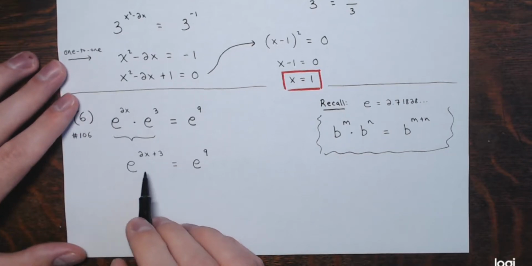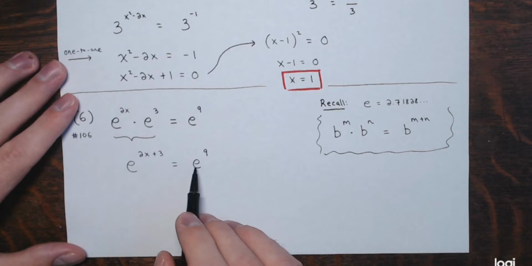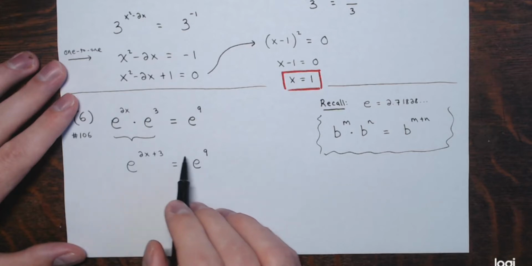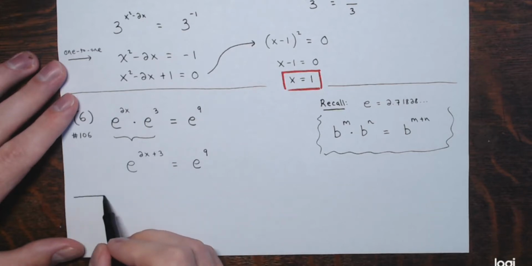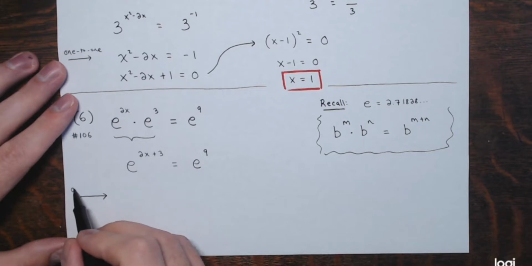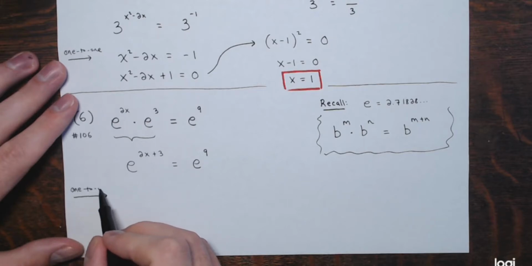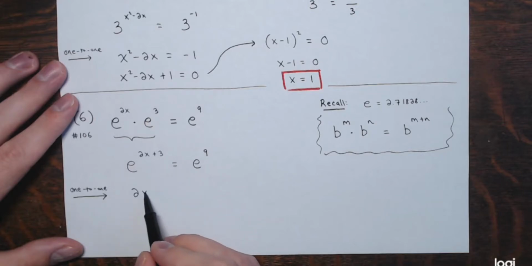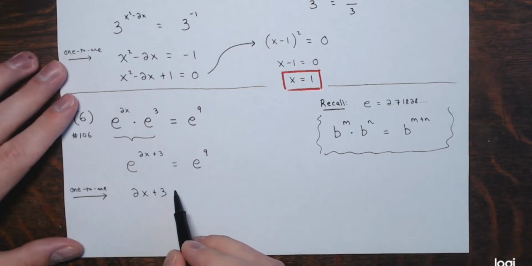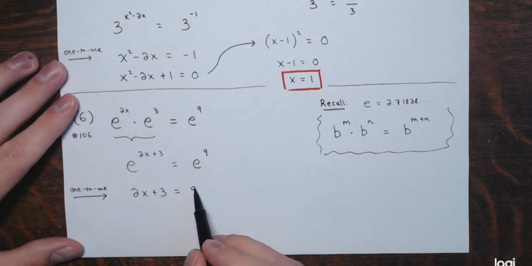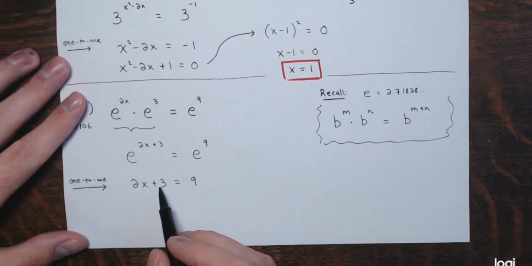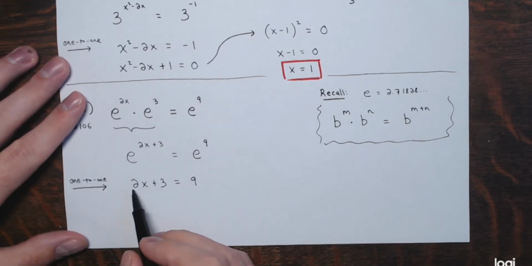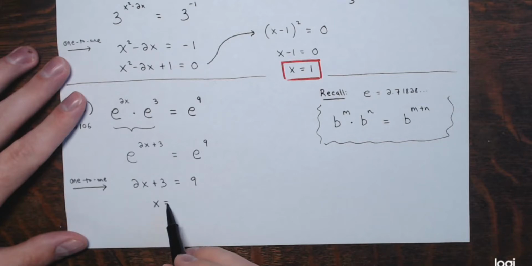Right, the only way two expressions with the same base are going to be equal is if their exponents are equal. Right, so once again, I'm applying this one-to-one property and saying that 2x plus 3 must be equal to 9. Right? And then subtracting 3 would give me 6 divided by 2. x must be equal to 3 then.